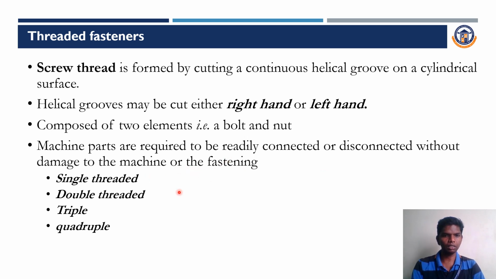A single threaded, a double threaded, and triple threaded invertible. So the best example for threaded fastener is bolt and nut. By observing the bolt and nut, we are able to know what a screw thread is.